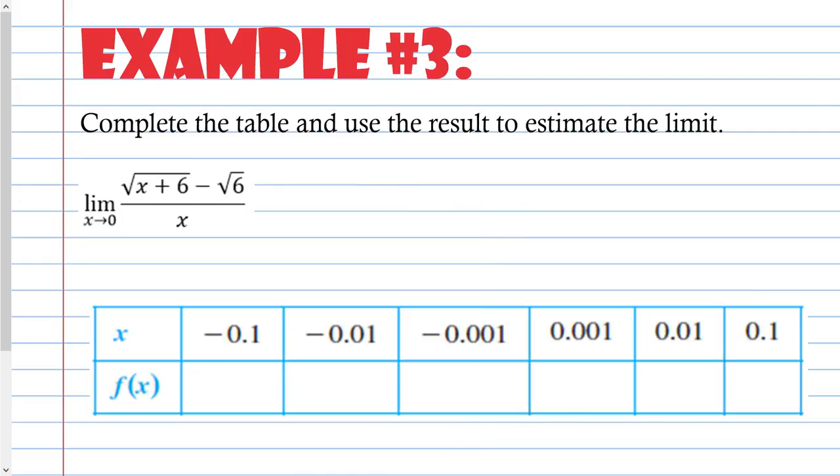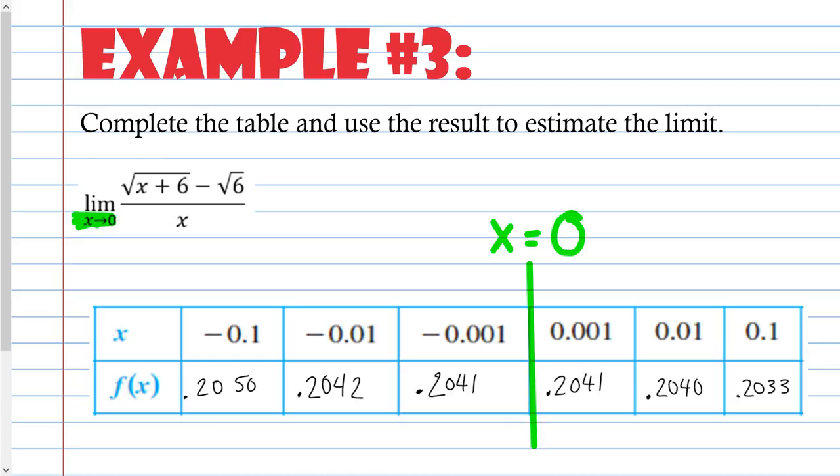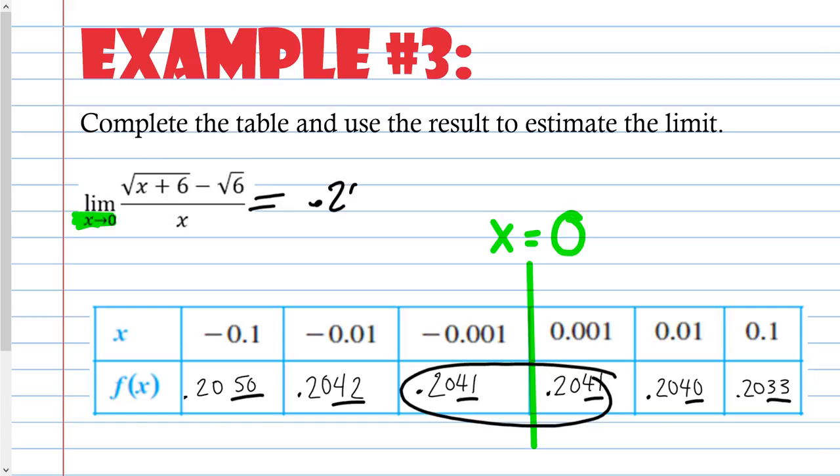Example 3, I'm going to do the same thing. Alright, so I figured out where my x value should be, x equals 0. I highlighted it. I figured out my y values, and now to analyze. See, 50, 42, 41. So it's decreasing. And then from the right, 33, 40, and 41 increasing. But oh, look at that. They're the exact same number. The left and the right are literally 0.2041, the same number. So my limit is 0.2041.